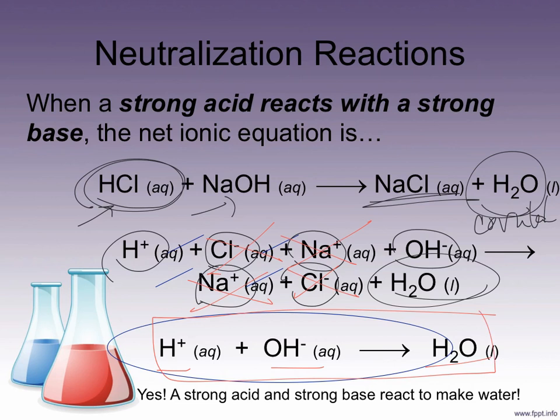When we rewrite, what do we have for our net ionic? The production of water. So now, hopefully, you can see why an acid-base reaction is called a neutralization reaction, because the acid and the base basically destroy each other, and all you're left with is water, which is neutral.